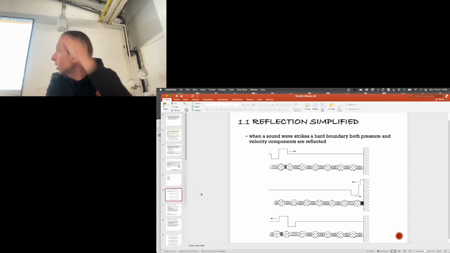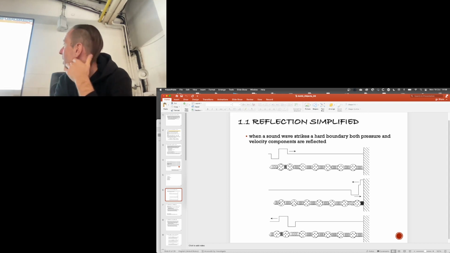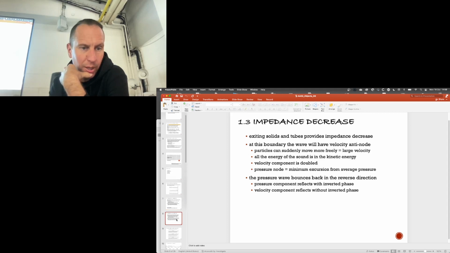Here is a little model with balls and springs that we've looked at previously. So what you have at a boundary is the compression which travels, so to speak, between the balls. The balls don't travel, but the area of compression does. As it reaches the wall, it actually starts to travel backwards. That's fairly straightforward.